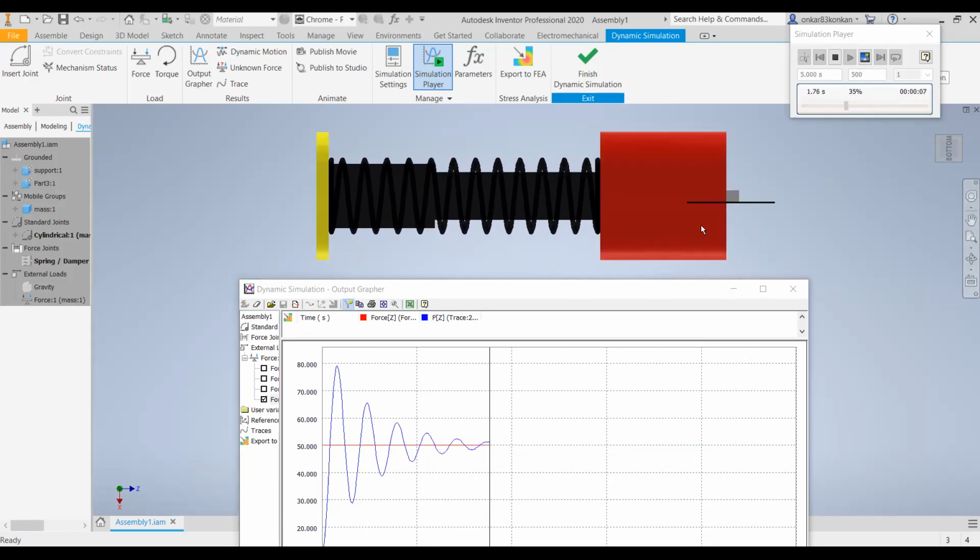So it will oscillate for some time. Throughout the motion, force is constant. It is 40 Newton. So you can observe here in the waveform, it is oscillatory and then it becomes stable.